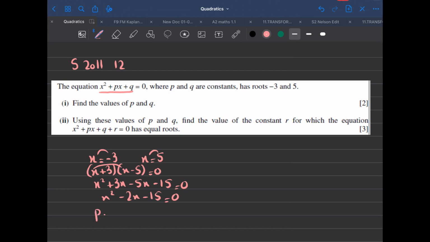So my value of p is what? Minus 2. And my value of q is what? Minus 15. Sir, is there any trick to solve this?